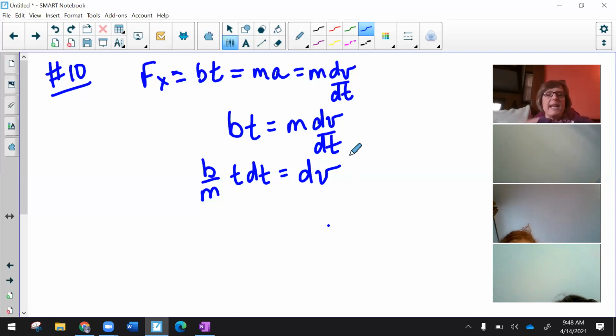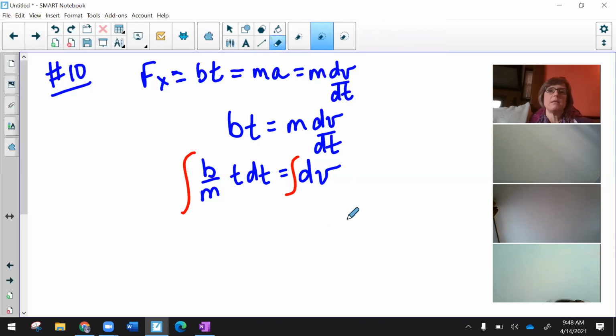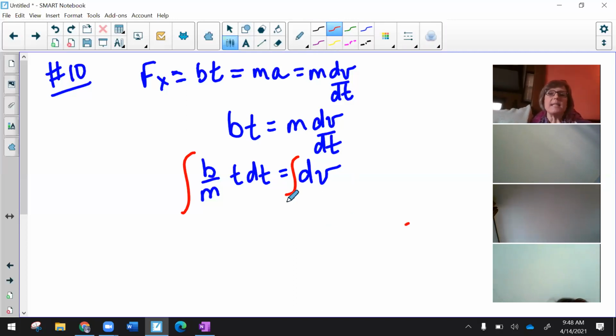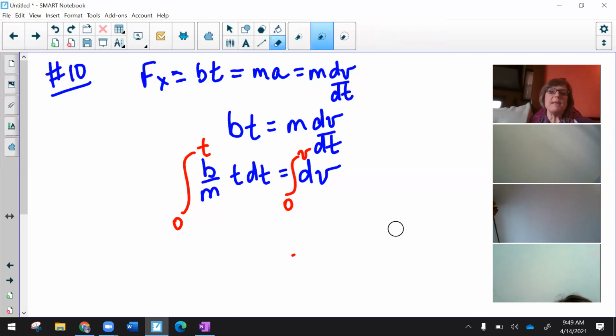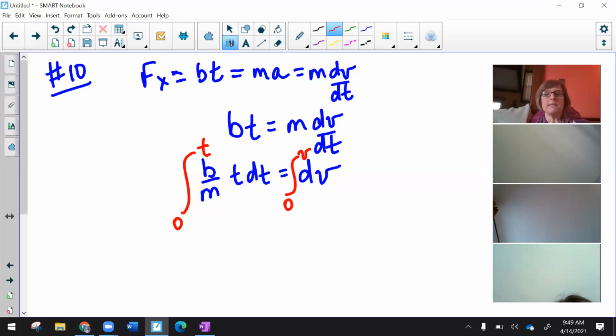Now we do it this way because I want to solve for v. Could I leave that m over there next to the v? Yes, and just divide by it later because it's a constant. But it's just a way to do it. So I'm going to integrate both sides. And on one side, since I know it starts from 0, I'm going to integrate from 0 to whatever the velocity is. And on the other side, I'm going to integrate from t equals 0 to whatever the time is when I'm measuring that velocity v.